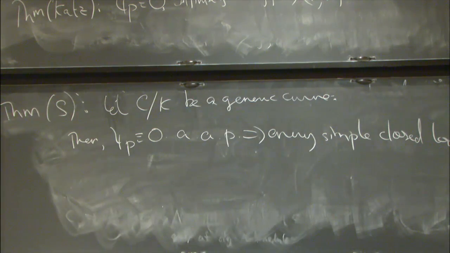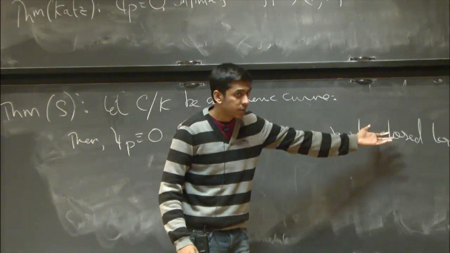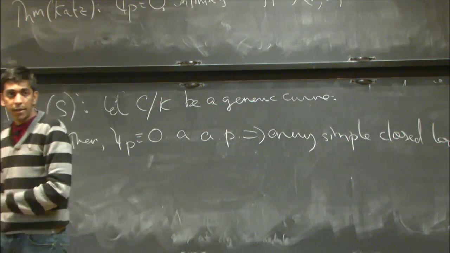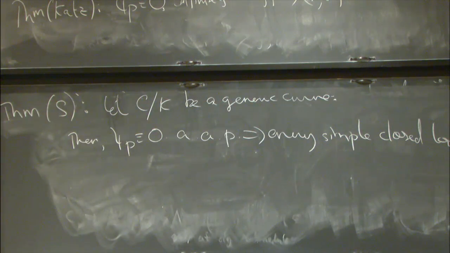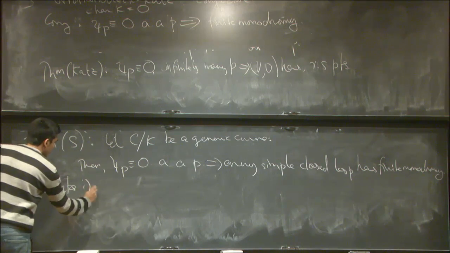So I can't say anything about the entire monodromy representation, but what we do know is that every simple closed loop will act with finite order in the monodromy representation. So let me make a few remarks about this and about related things.